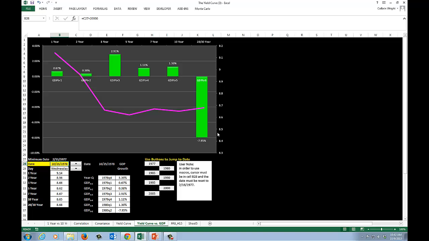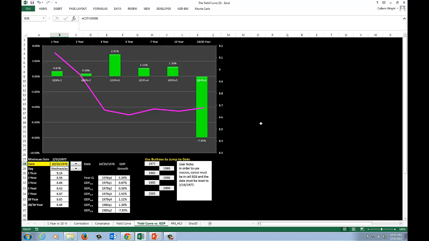I want you to think about that. If you were standing in October of 1978, you couldn't see the green bars. That's the future. But you could see the purple line, and it's inverted. And an inverted yield curve means that the markets think that yields to maturity are going to go down in the future. What would make yields to maturity go down in the future is if investors thought inflation was going to decline. And what's most likely to make inflation decline? Recession. And in fact, we see it.